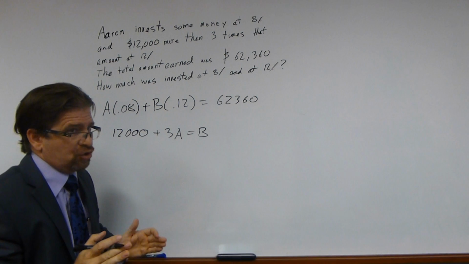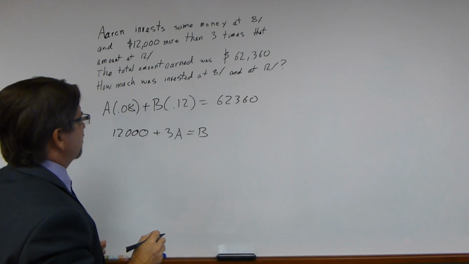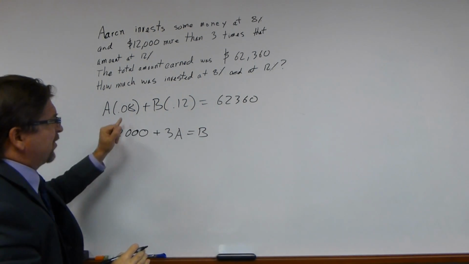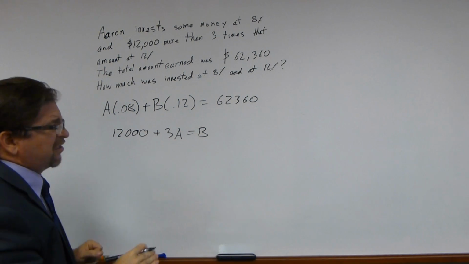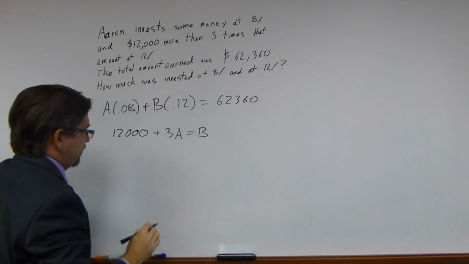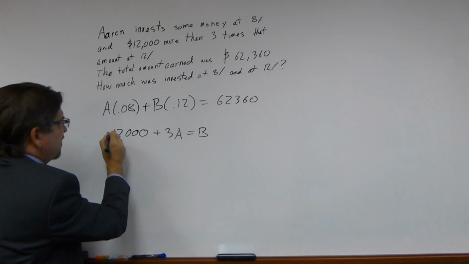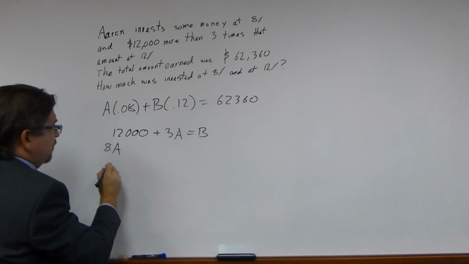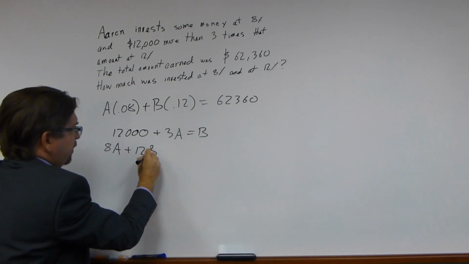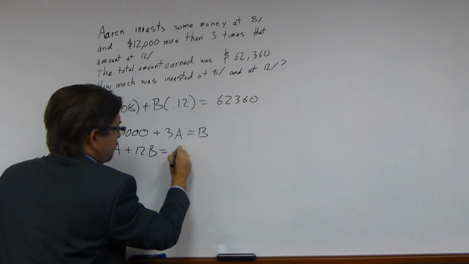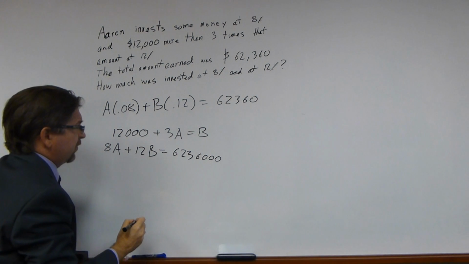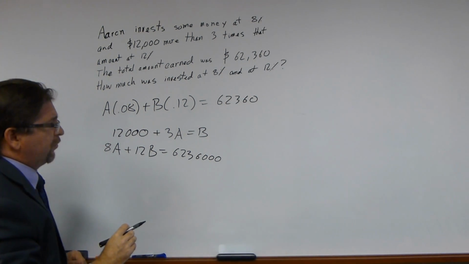I'm going to use the method of substitution. First of all, let's simplify this first one. This is kind of a pain. I hate these decimals. Decimals are going to get in our way. Let's multiply both sides here times 100. The effect of that is to move the decimal 2 places: 8a plus 12b equals 6236000.